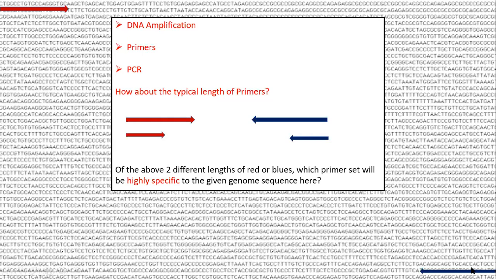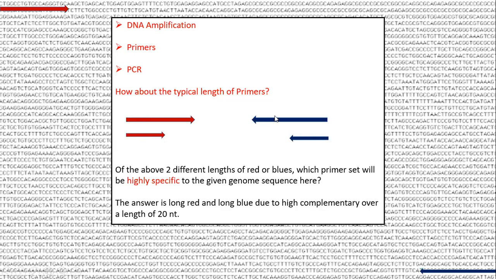So let's say now I have two primer sets here, red and blue. One is longer, typical length. Another one is shorter. I made it short. Of these two, which will be highly specific? No doubt, the longer will be highly specific for a given gene or locus here, given that it will go and bind it. So why am I saying the small one, let's say 12 nucleotides, may not be specific? Because if I look into this band here, I look into this complementarity here.